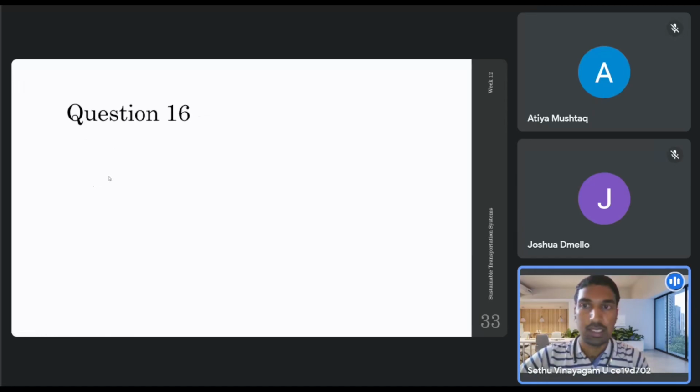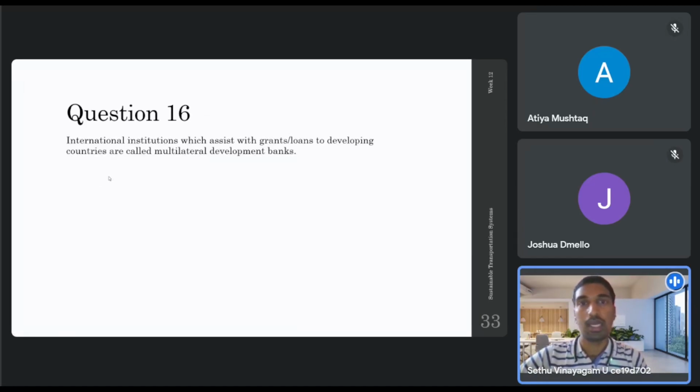Okay, question number 16: international institutions which assist with grants or loans to developing countries are called multilateral development banks. So we have to say whether this given definition is correct or not.